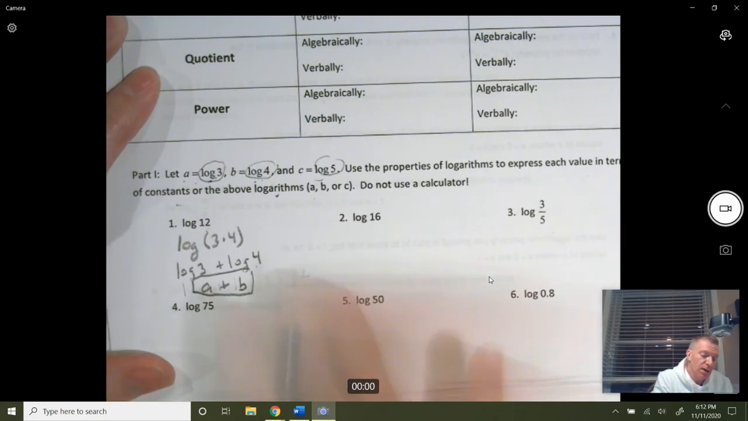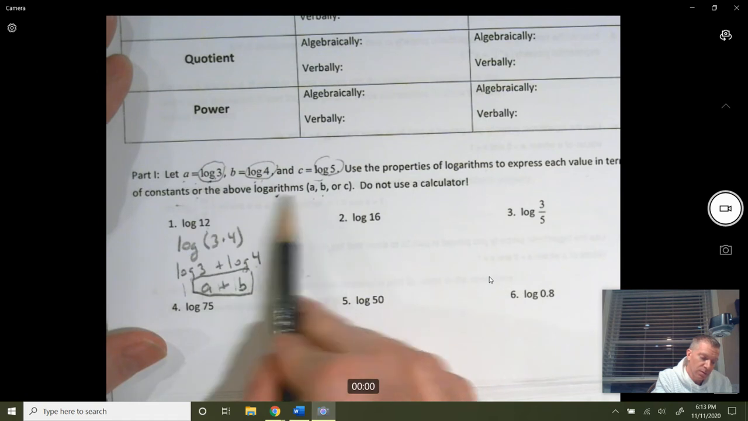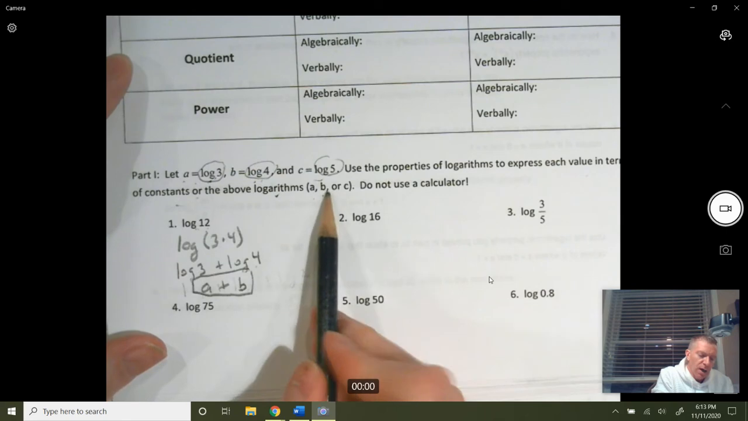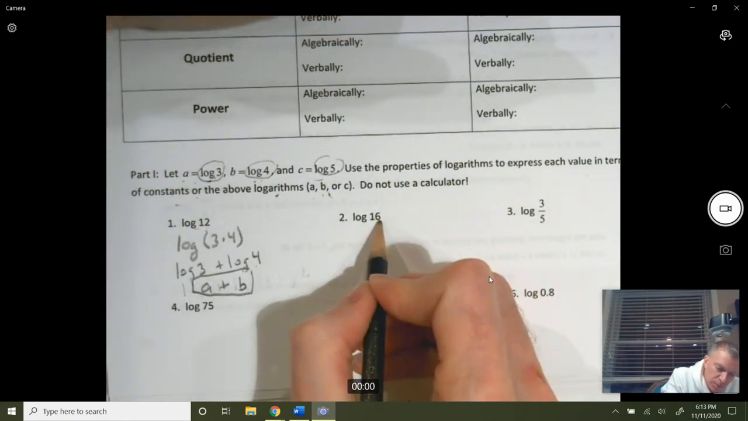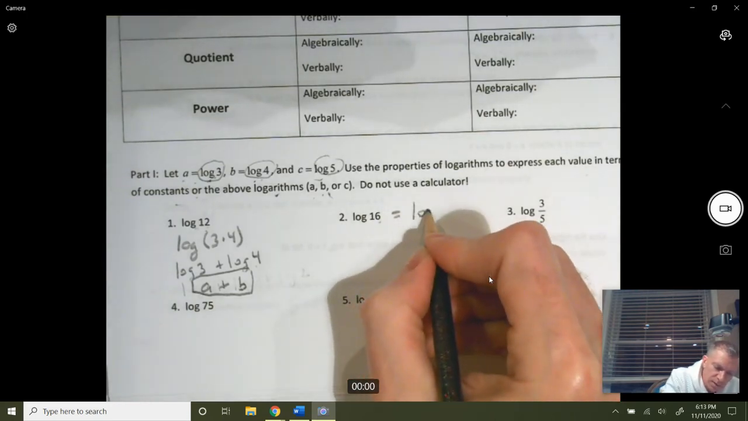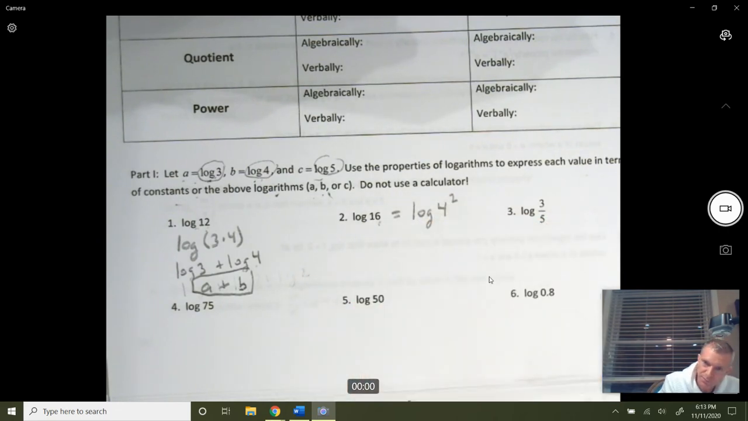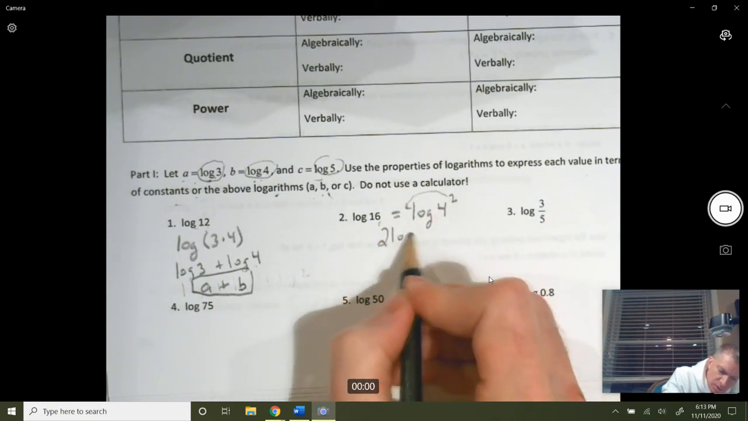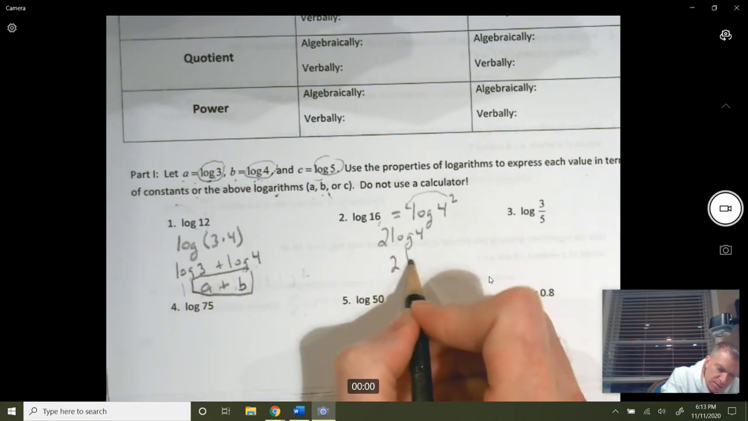We want to break it down in terms of either constants or things that aren't logs, and then these 3 variables. Okay. So this one, there's a couple ways we can do this. Let's use the log of a power. Okay, so this is the log of 16, but 16 can be written as 4 squared. That 2 can come out front. So 2 times the log of 4. And the log of 4 is b, so we can call this 2b.